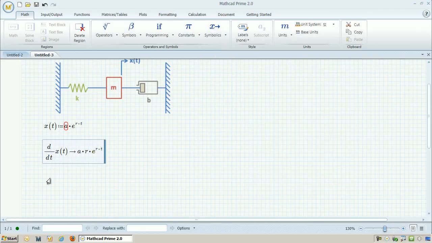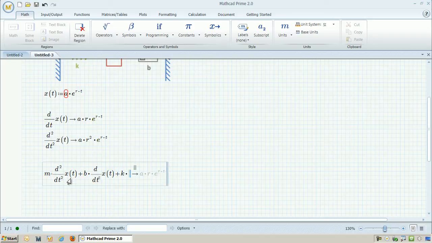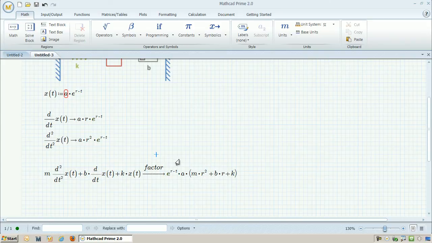That's what the arrow means. Notice how the derivative is now expressed in terms of symbols or variables. I can do the same thing for the second derivative. And now I can apply the whole equation. So m times the second derivative of x plus b times the first derivative of x plus kx. And I can have MathCAD basically evaluate that for me. I can even clean it up by using the factor modifier, and that will actually collect the like terms.